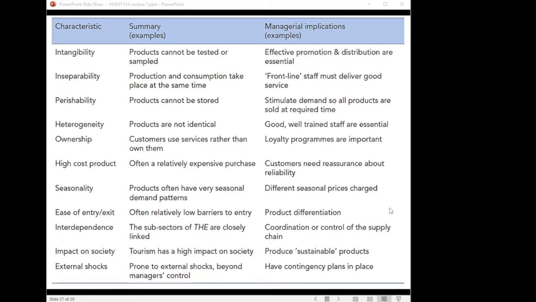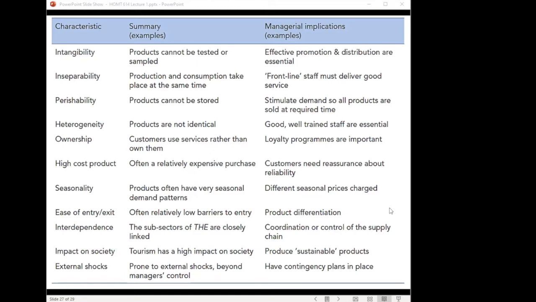We also talked about the impact on society as well as external shocks. And with regards to the impact on society, we established that sustainability is the way to go, to be able to reduce the negative impact and enhance the positive impact of the industry on the environment in the various destinations.